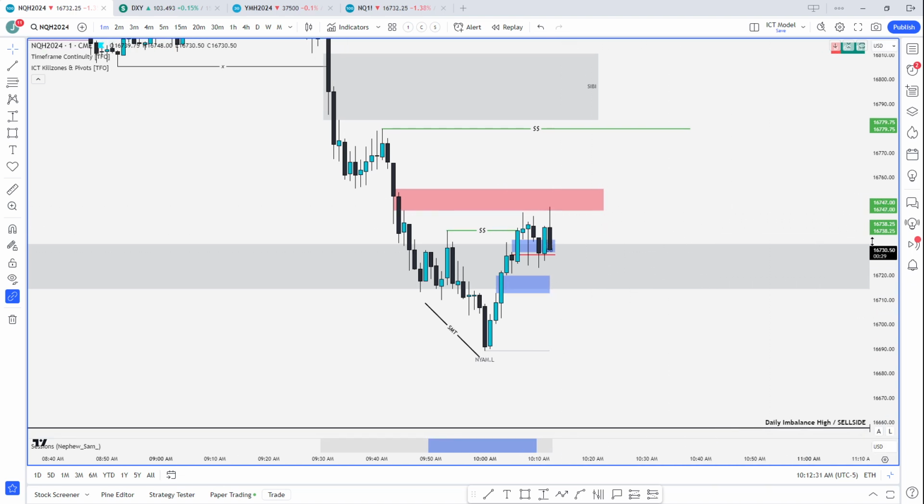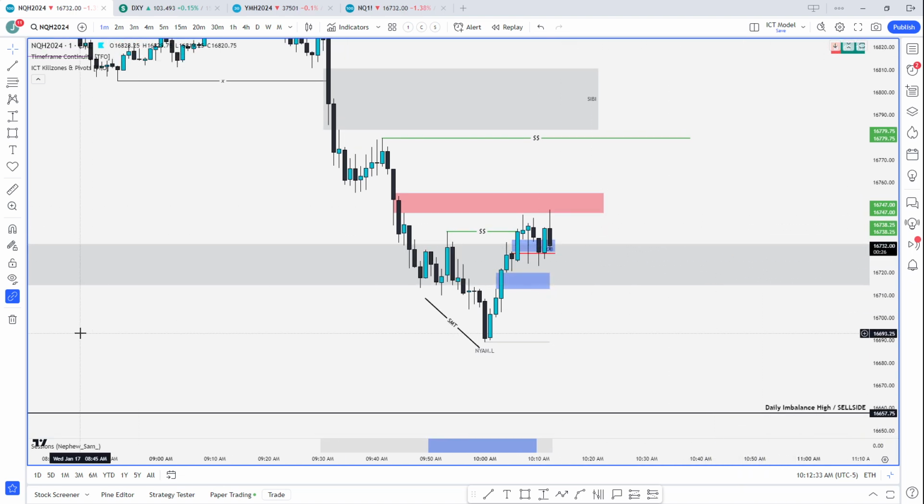Bounce fill, dumping off here. Nice. Good stuff. Love to see it.